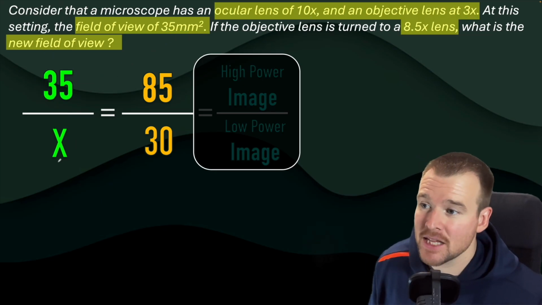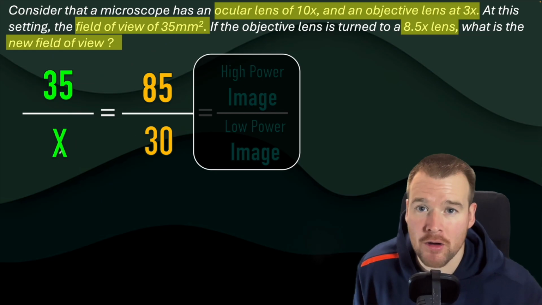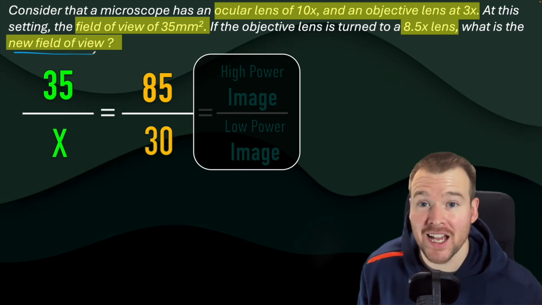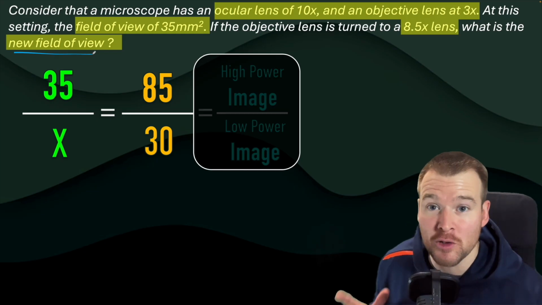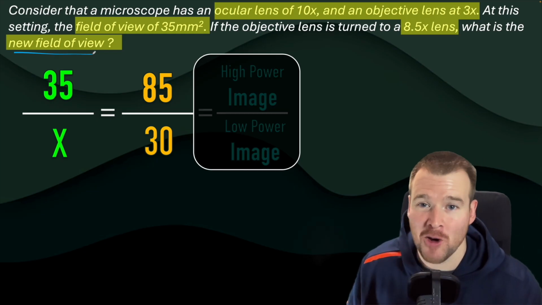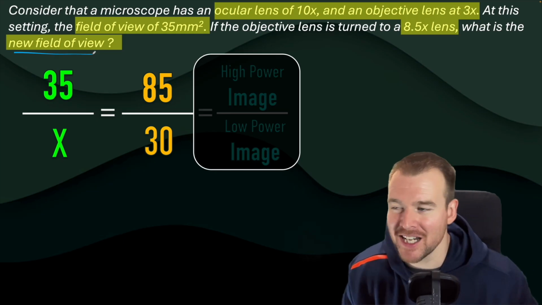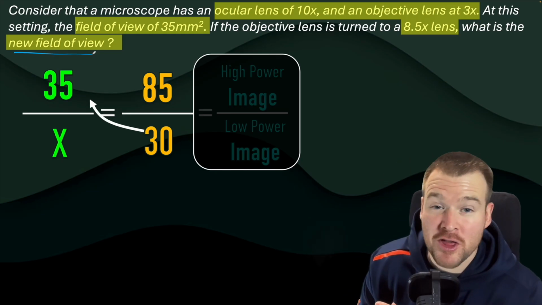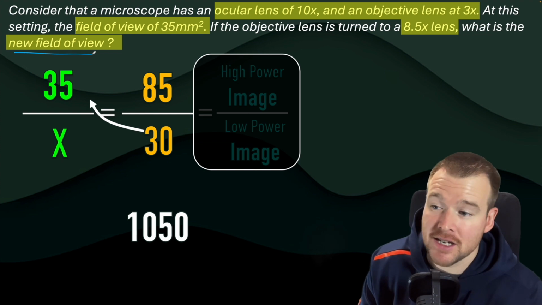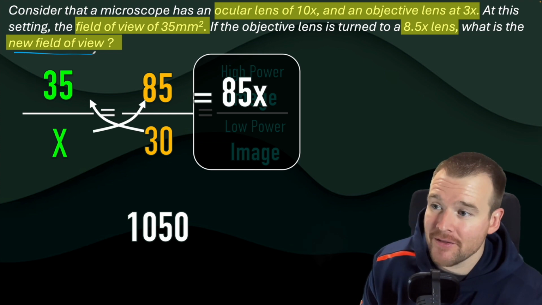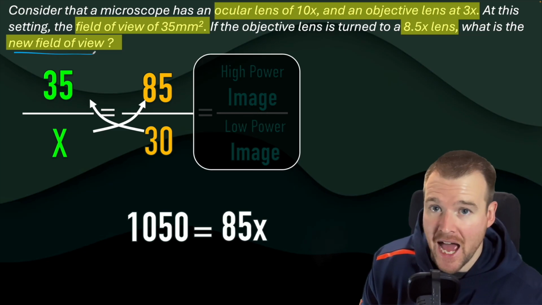And I put an X at the bottom because I don't know what the high power field of view is. That's what it's asking me for. What's the new field of view? Again, if you're able to do this part successfully, you're in really good shape. Now we just got to do the cross multiply and divide, or algebra if you'd like to do that. We're going to cross multiply here. 30 times 35, that's going to give us a number of 1,050. And then we're going to go X times 85, and we're going to get 85X.